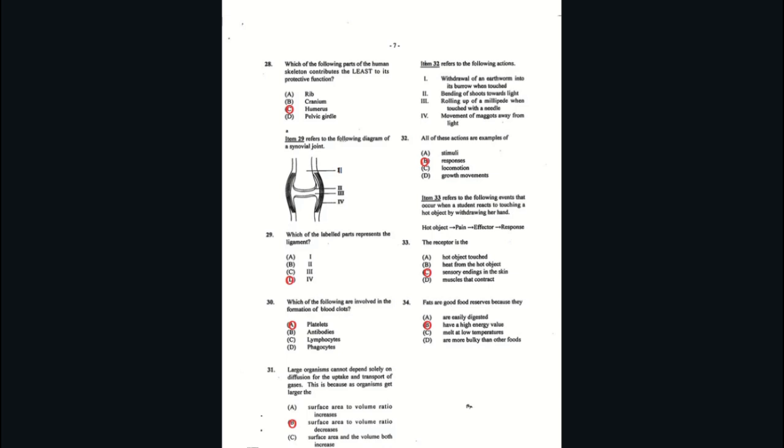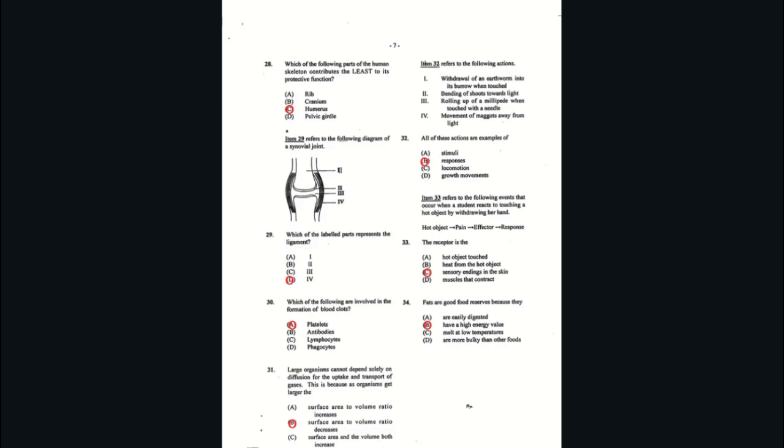So the receptor is going to be the sensory endings in the skin that bring it into the body so that we can know we touched a hot object. Because if we did not have these receptors, we would probably just touch the hot part, our skin would burn off, and we wouldn't feel a thing. That is why it's important that we have receptors.